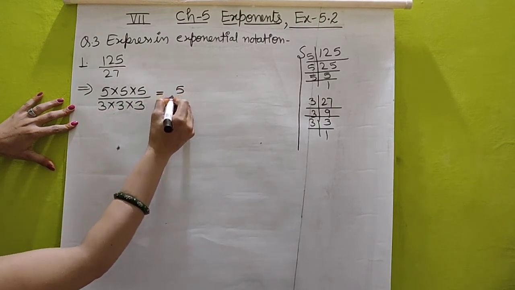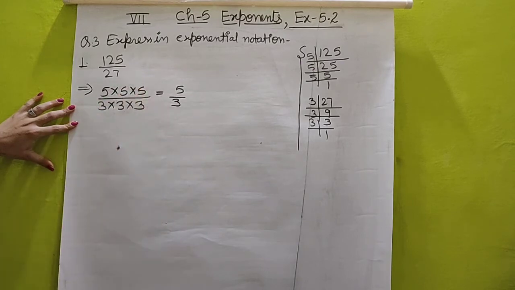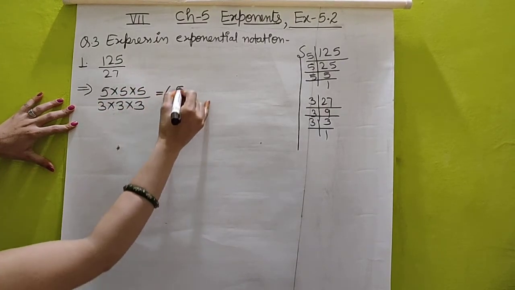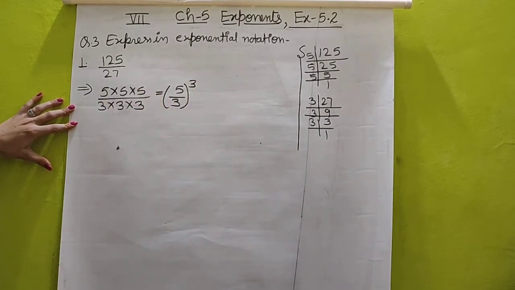Now it will be 5 upon 3 and powers are same. Powers are 3, so we can write whole power 3. 5 upon 3 whole power 3.